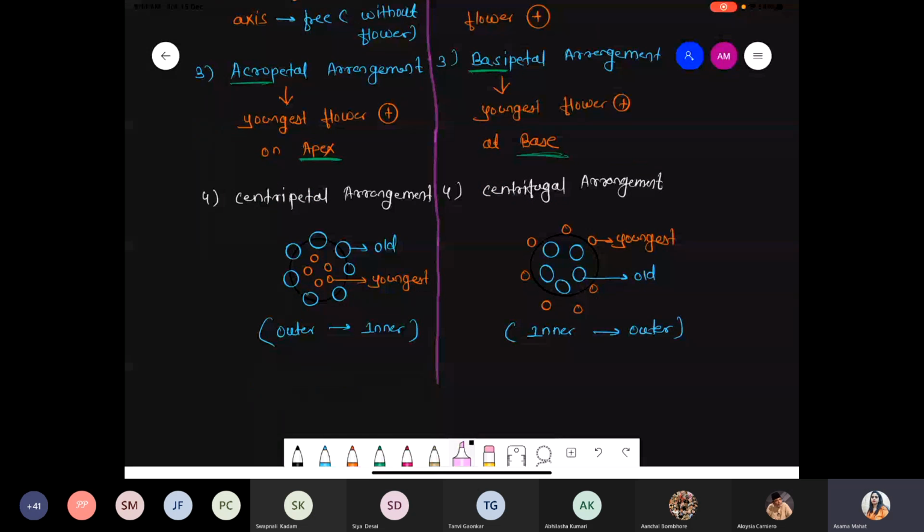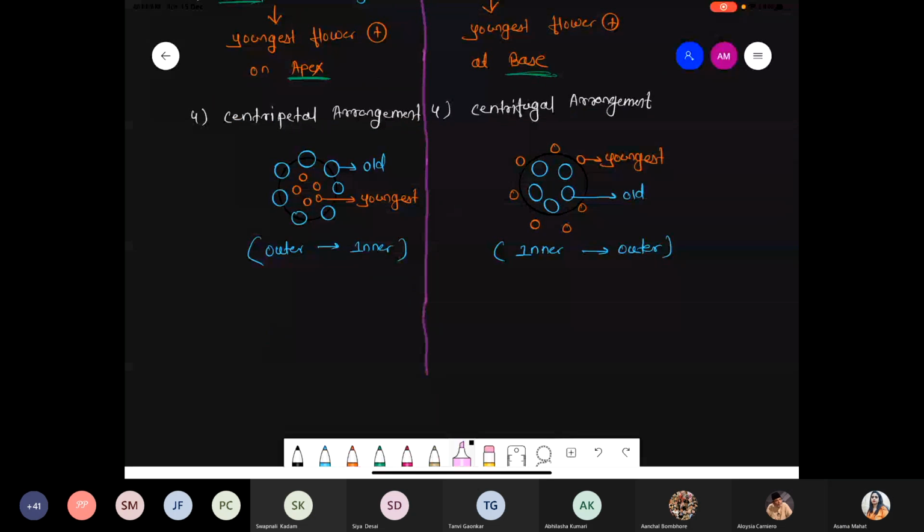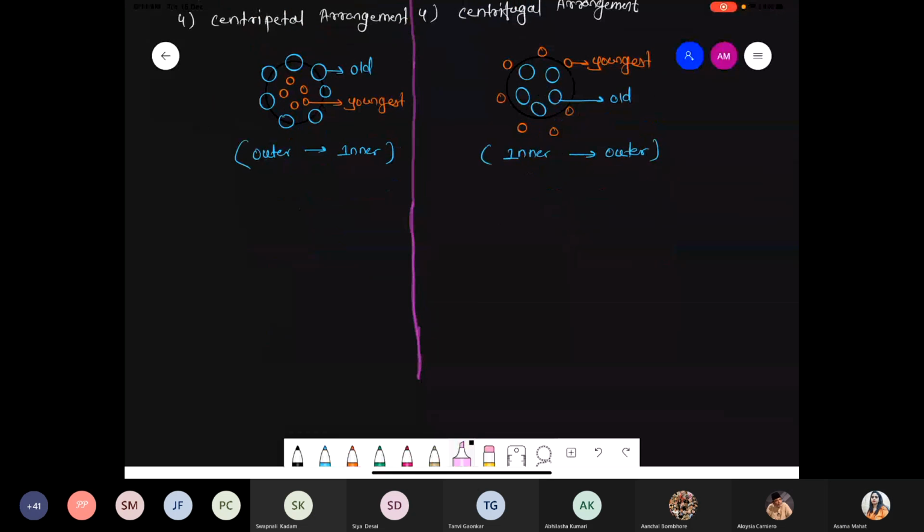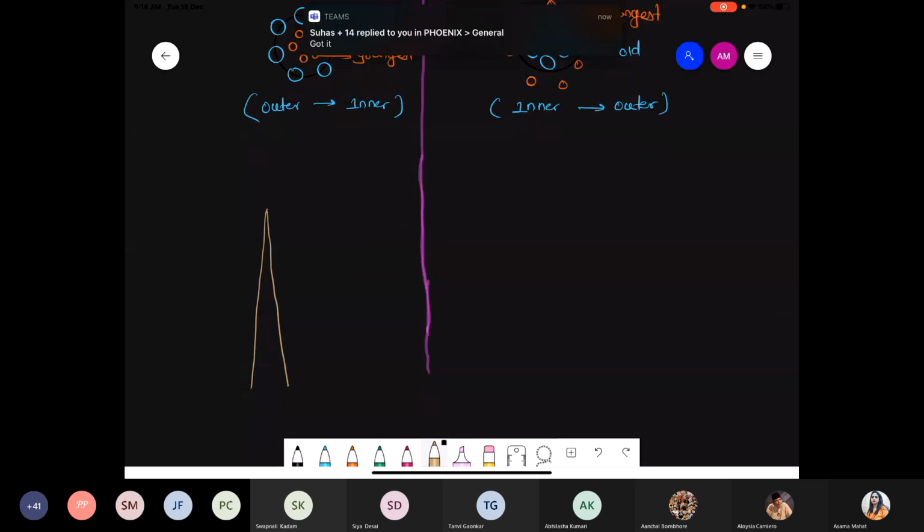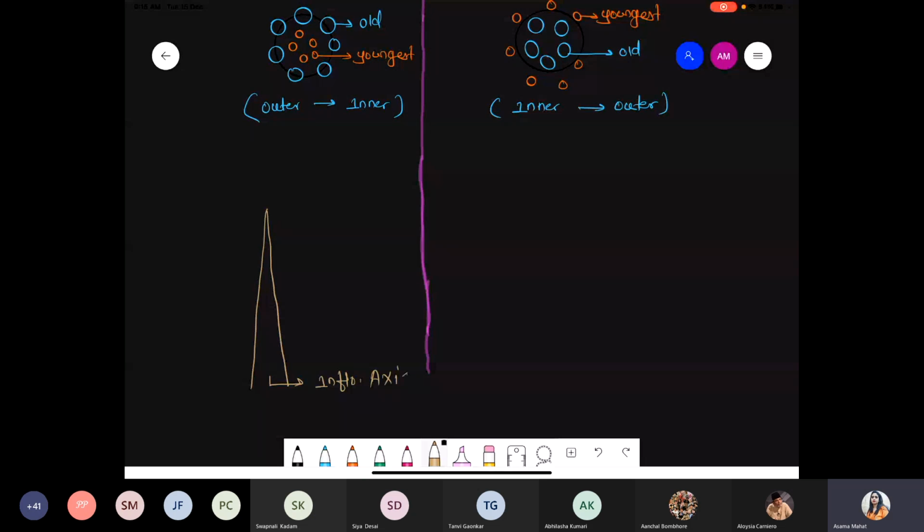So now we are taking this very simple diagram. Very simple. Yeah. So ये जो है, these are the axes. Simply we are talking about the inflorescence axis, and the inflorescence axis is also called the peduncle. Now we are talking about the leaf. Leaf में कहाँ पे young present होगा? Young always present on the tip.